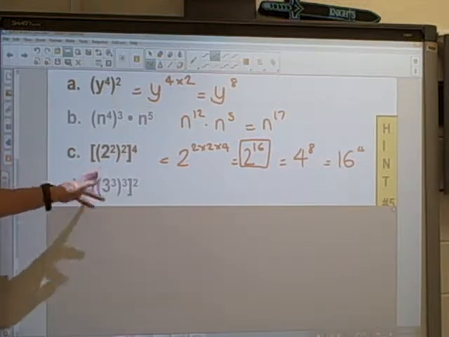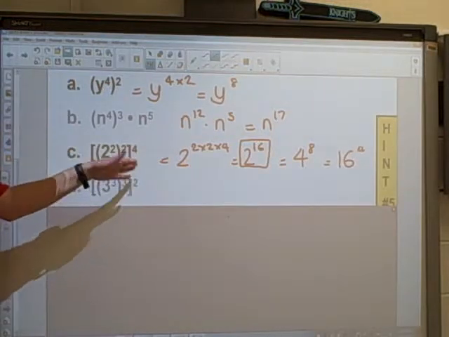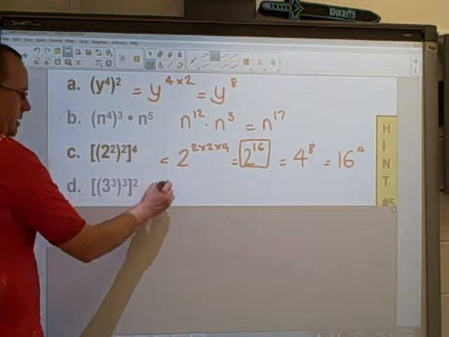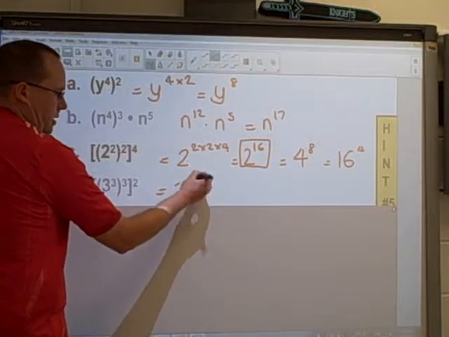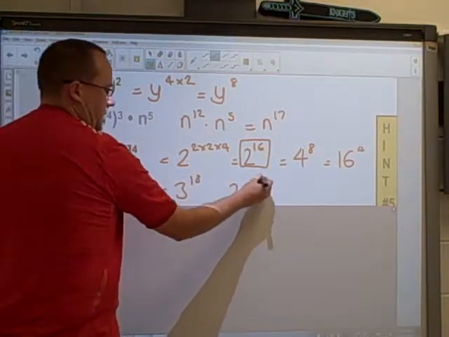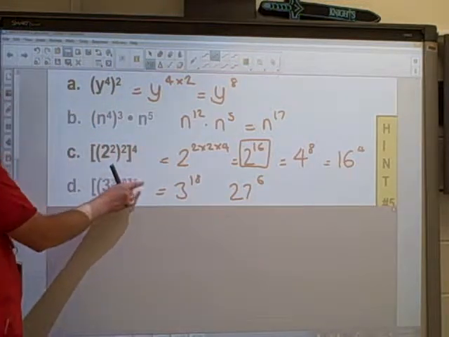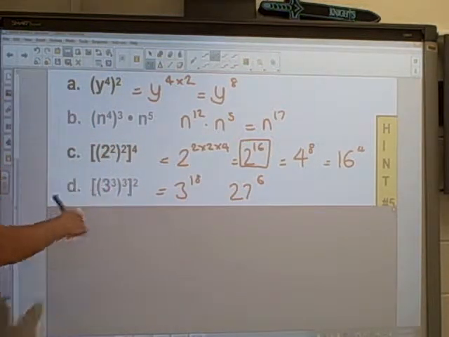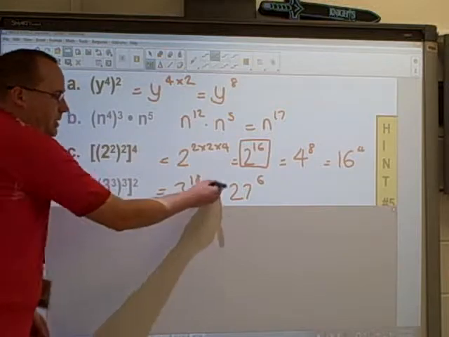Same idea with this one, power to a power to a power. 3 times 3 times 2 is 18, so our answer is just 3 to the 18. Or if you had worked this out, you could say it's 27 to the power of 6. 3 times 2 is 6, and 3 cubed is 27, but I would prefer this answer here.